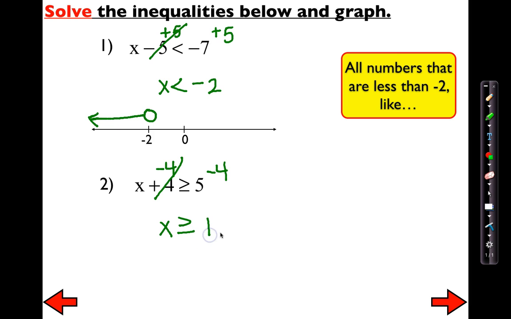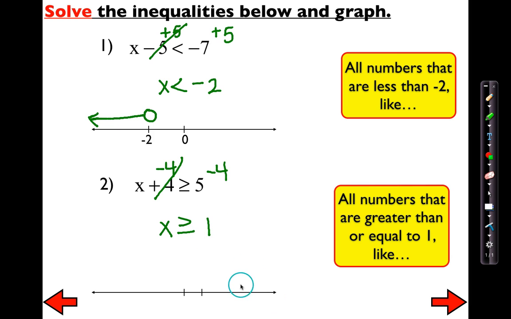So to graph this, I'm going to first start with an open circle at 1. Because it's greater than, I'm going to draw a line towards the right. Notice I am drawing an arrow to indicate that it goes on forever, it doesn't stop.